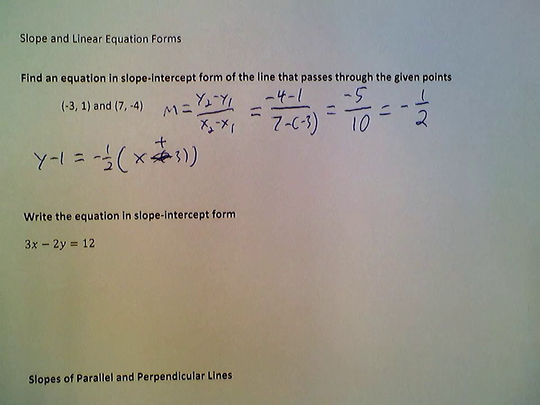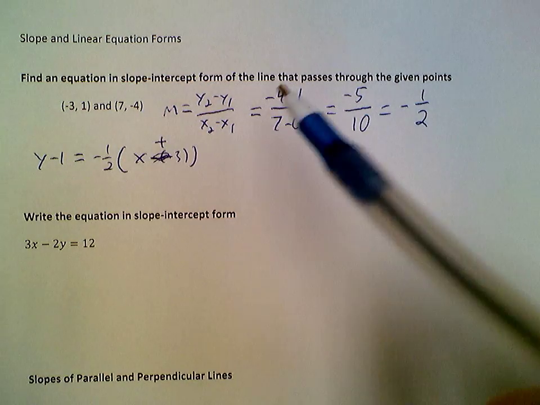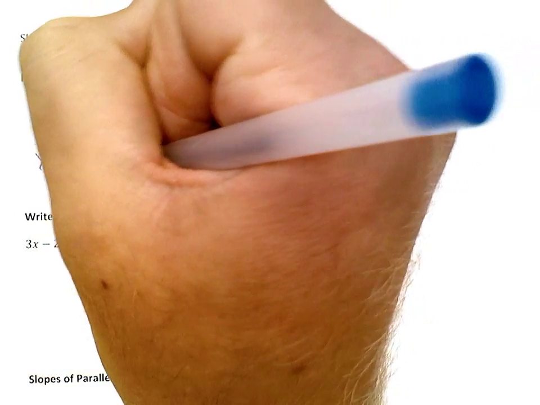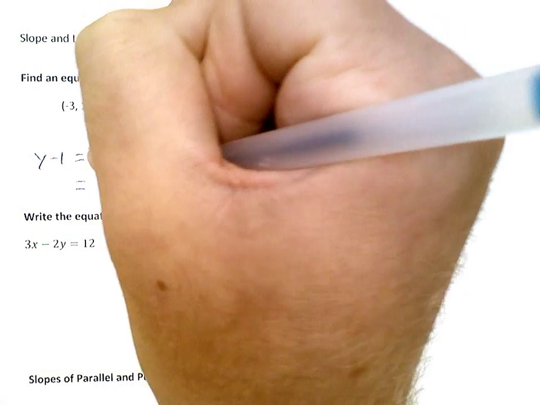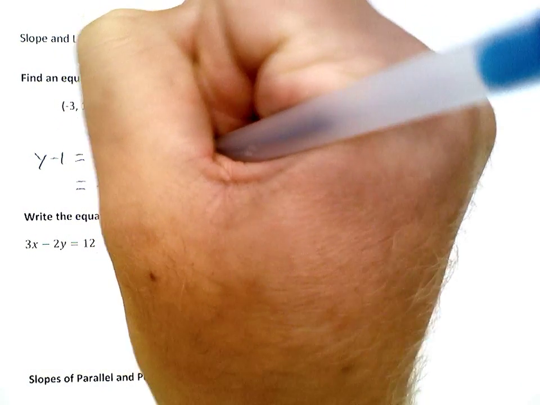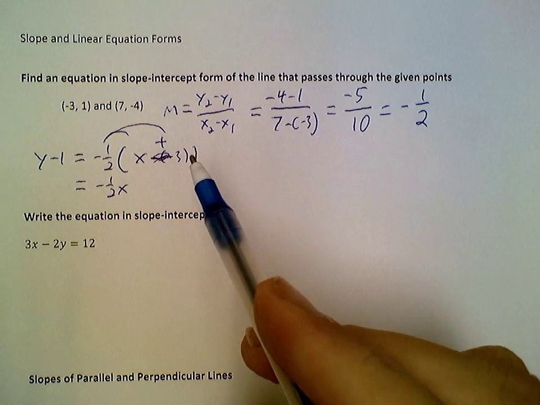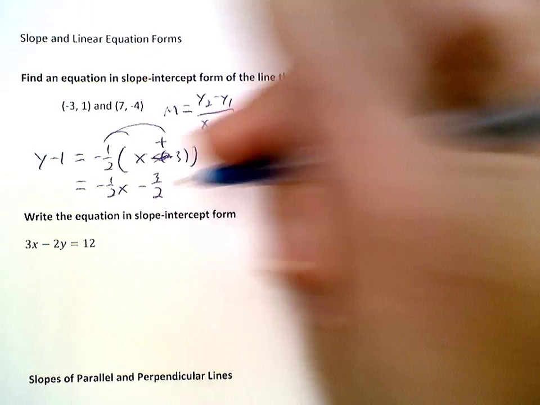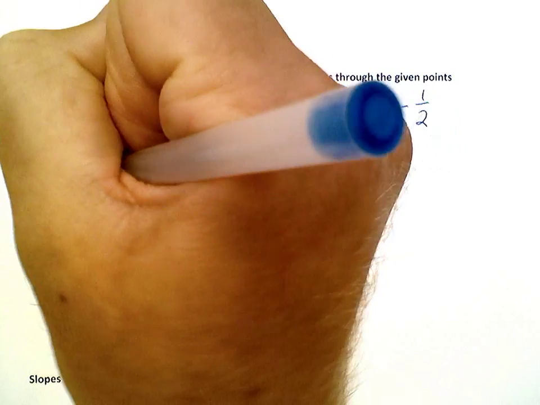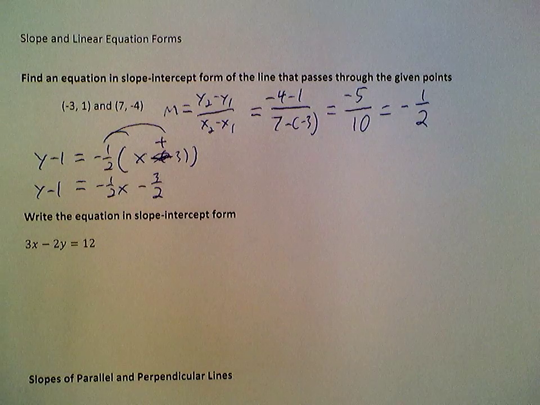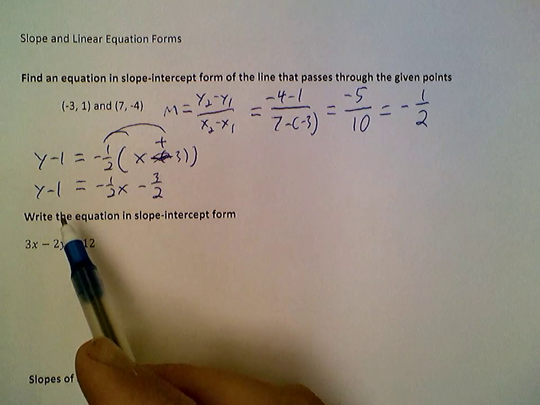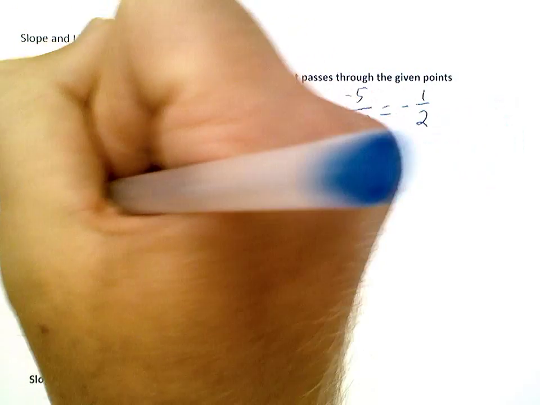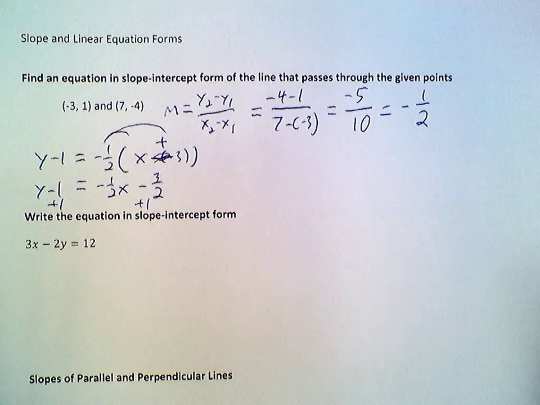So now to put this in slope-intercept form, which is what it wants my answer in, I'm going to distribute this negative half across. So negative half times x is negative 1/2 x. Negative half times positive 3 is negative 3/2. Okay, it's still y minus 1. So now to put it in slope-intercept form, I just have to get the y by itself. So I'm going to add 1 to both sides.